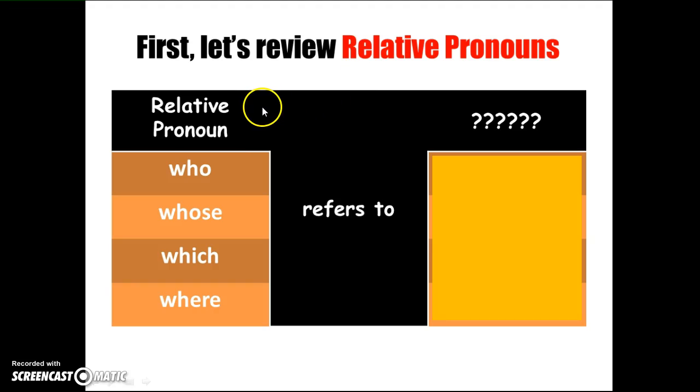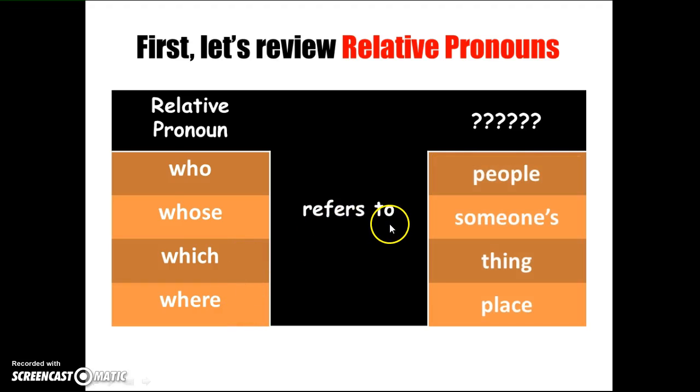What are relative pronouns? Remember, who, whose, which, and where refer to. That's right. Who refers to people. Whose refers to someone's. Which refers to a thing. And where refers to a place, of course.